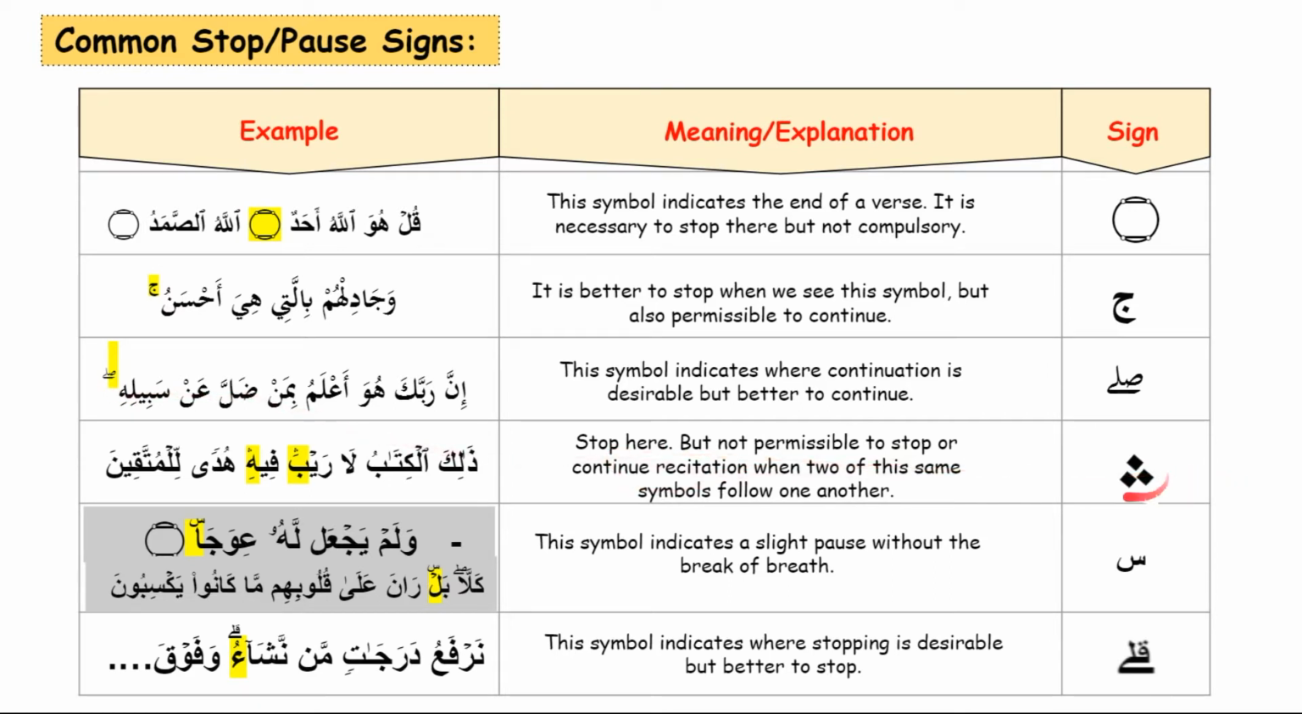So whenever we see this sign, it means we should stop, but it is not permissible to stop or continue reciting when we see two of the same sign. When I want to pronounce it, it will be ذَلِكَ الْكِتَابُ لَا رَيْبَ. So if I stop here, that's fine. La raib.